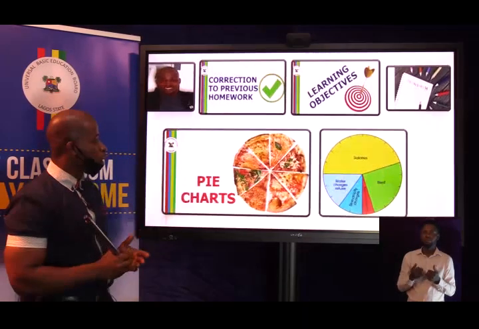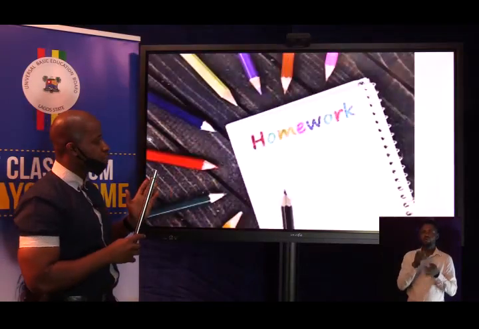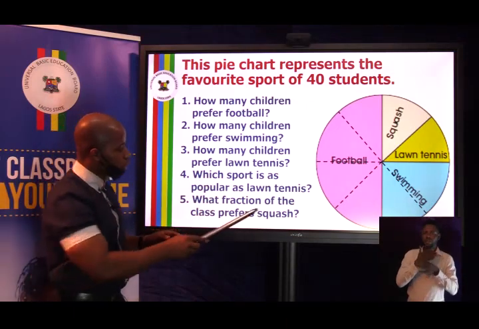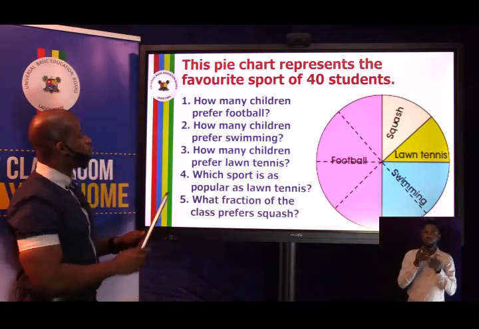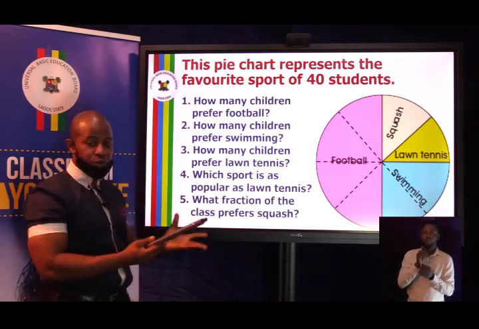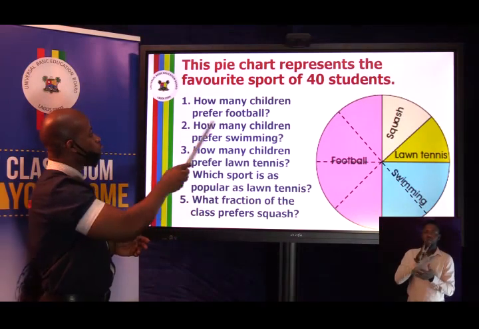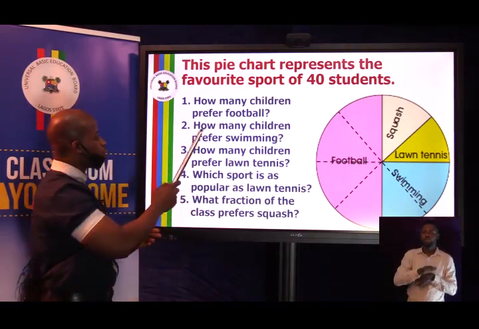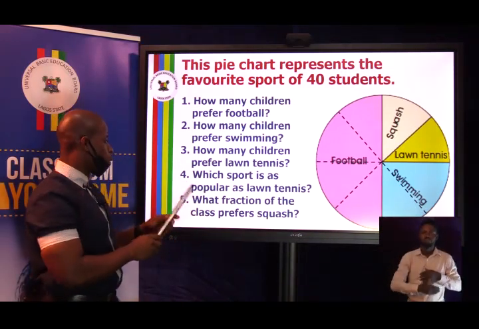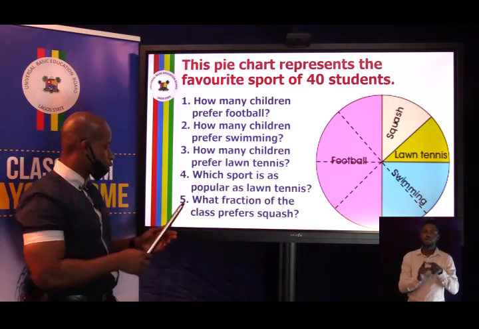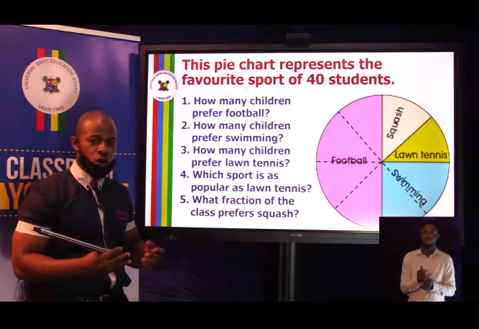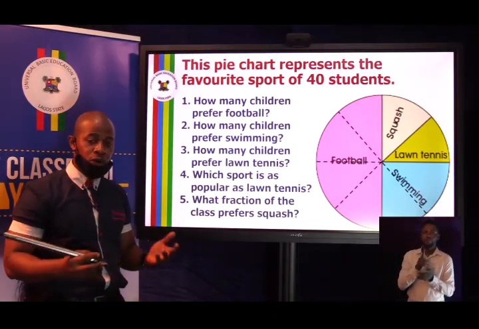Now, for your assignment, I want you to copy what you have on the board. This is a pie chart. It has been divided for you into 8 equal parts. Now, the pie chart represents the favorite sport of 40 students, which means that the whole thing represents 40 students. How many children prefer football? How many children prefer swimming? How many children prefer lawn tennis? Which sport is as popular as lawn tennis? What fraction of the class prefers squash? Copy this. You have 1 minute, and I will see you in the next class.